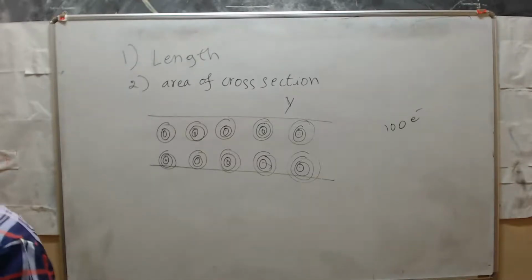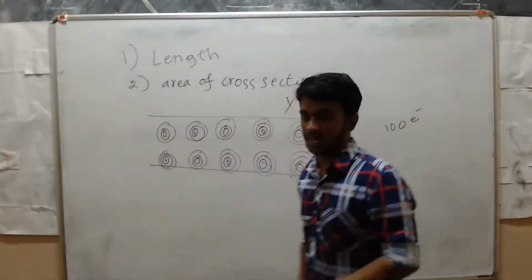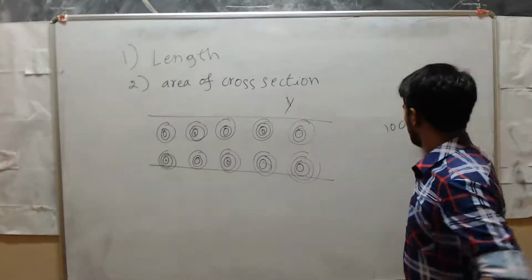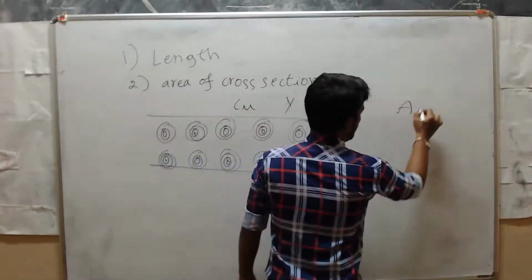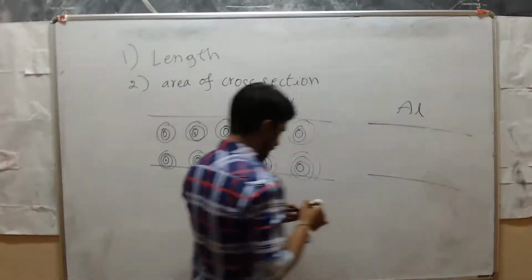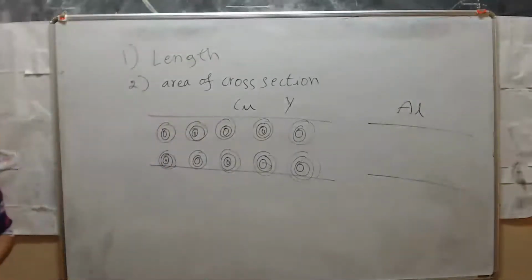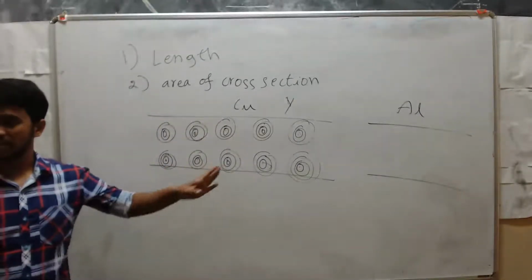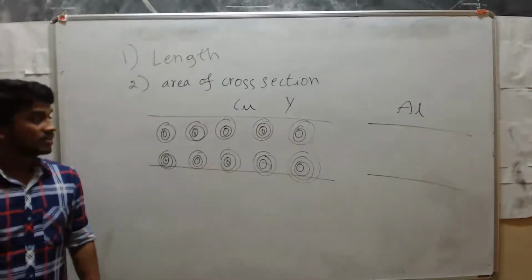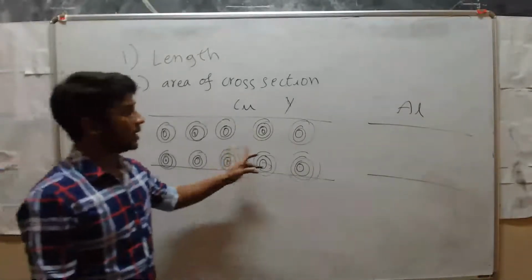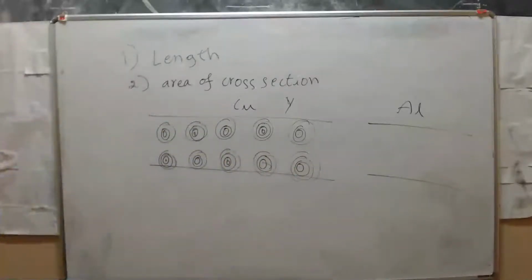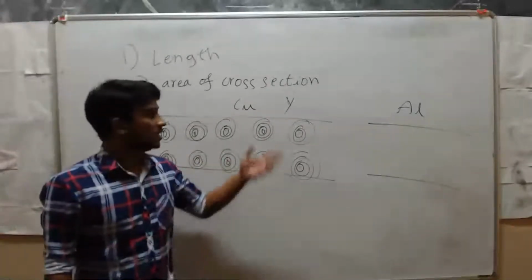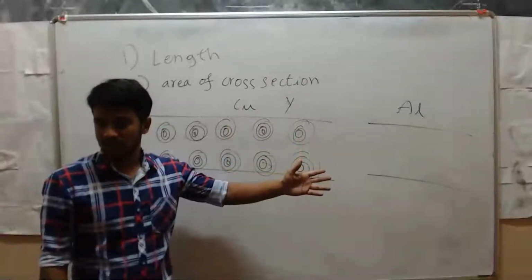The next one is the nature of its material. For example, say this is copper. Next I will take an aluminum wire. I will take the same length and same area of cross section. Everything is the same: thickness, area, length. But the resistance is not equal in copper and aluminum. Already I have told you that different materials have different resistance. Why? Because the arrangement of particles in copper and aluminum is different.